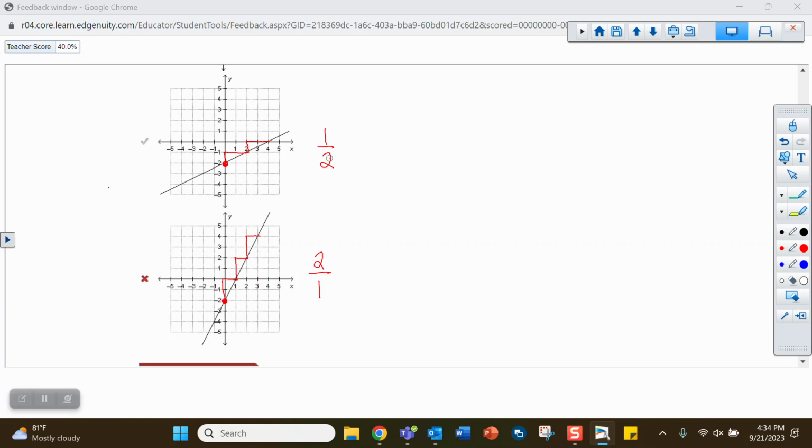Remember, the top number from that fraction from slope is how high up and down the line goes, and the bottom number in the fraction for slope is how far you go left and right. So that's why this one is correct. That has a slope of 1/2.